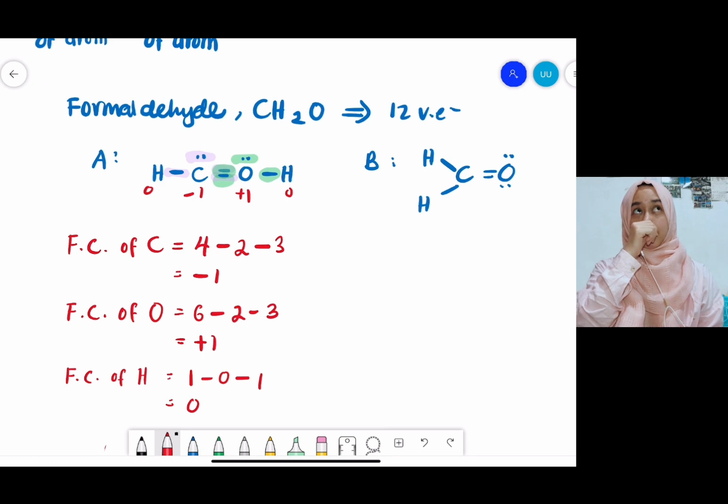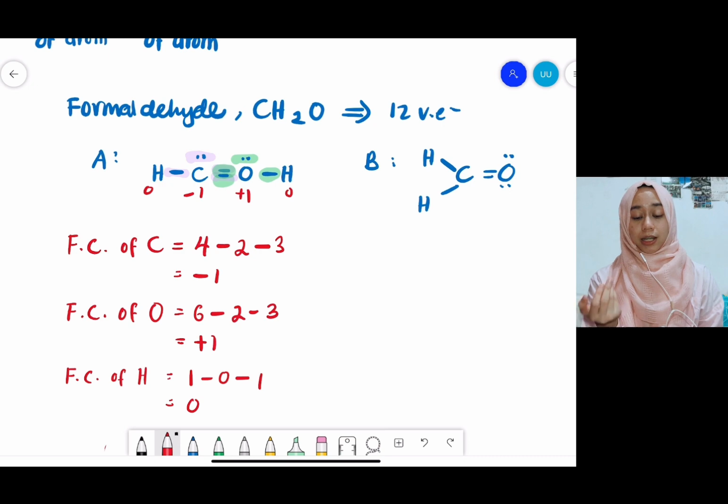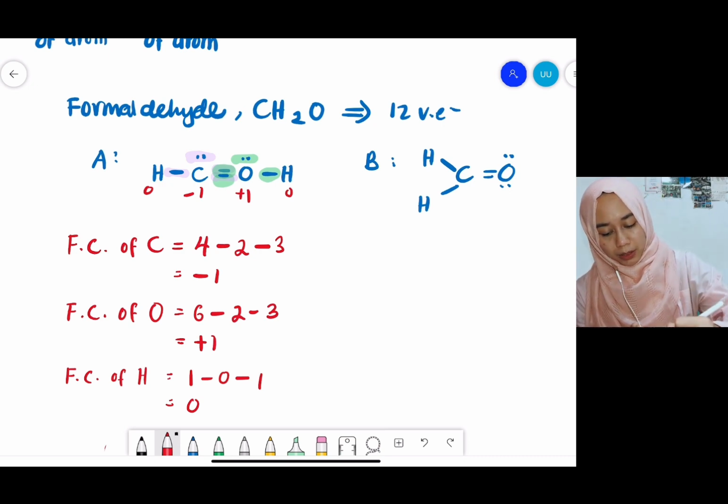And as you can see tadi, ingat tak kotak hitam tu tadi? Dia kata the sum of the formal charge akan dapat dengan the total charge untuk the molecule itself. So betul lah 0, negative 1, plus 1, 0. So total adalah 0. Because after all, formaldehyde ni adalah a neutral molecule. Okay, so dapat 0 kat situ. Okay, kita pergi pula kepada B.